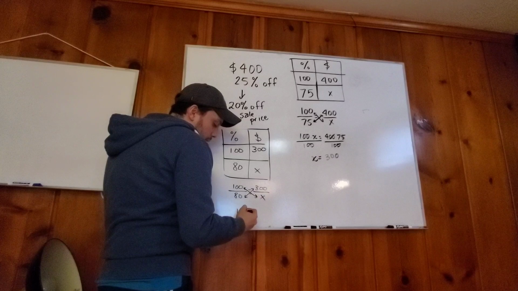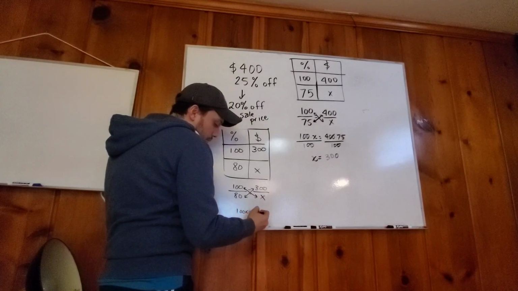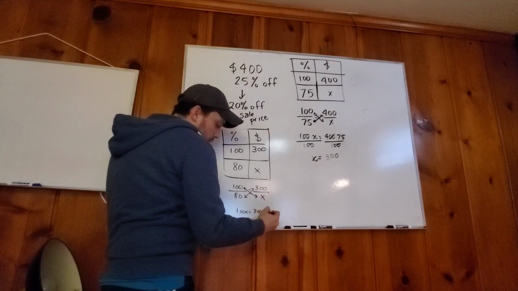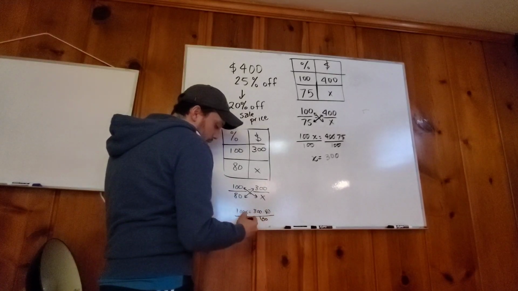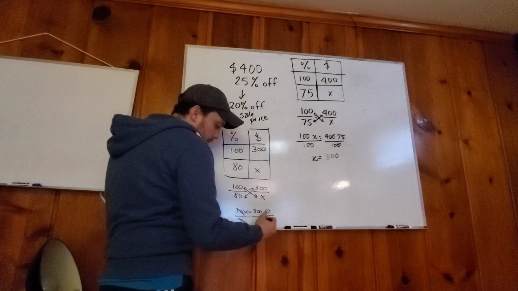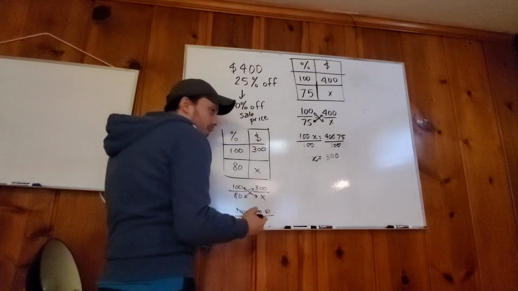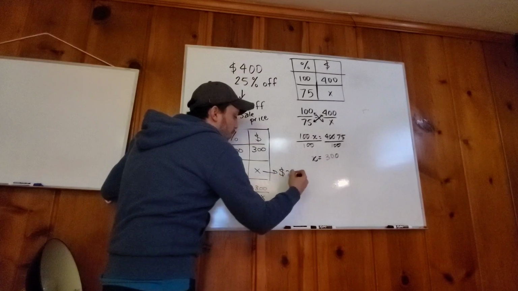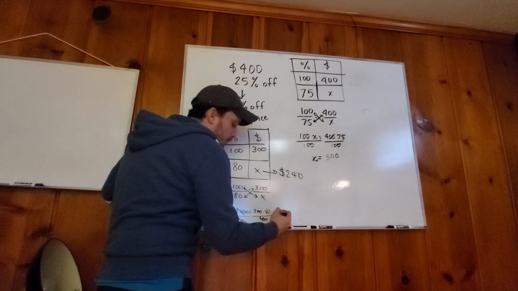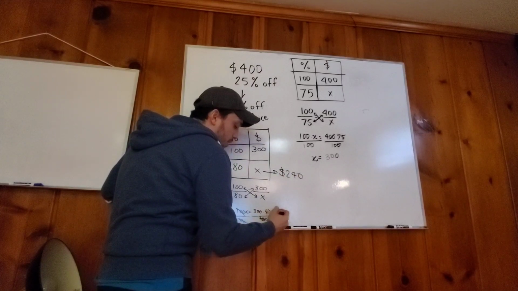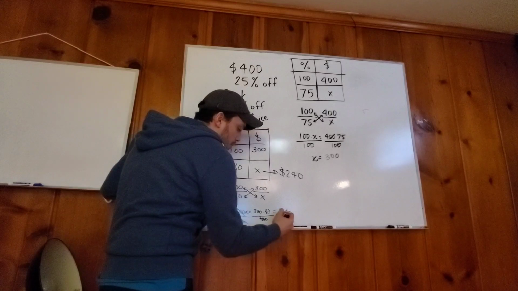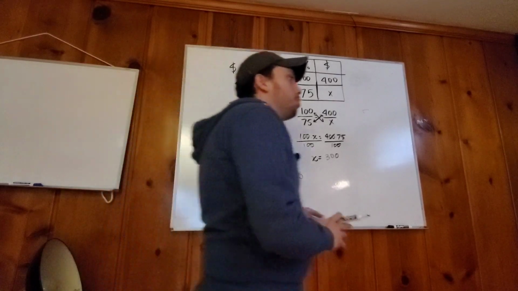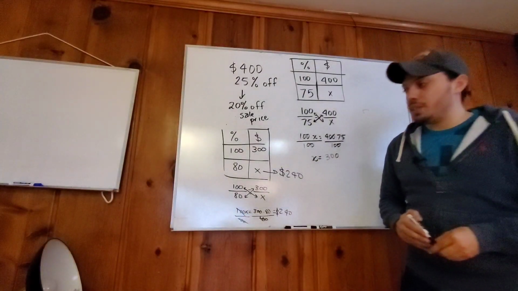100 times x is going to be 300 times 80. Again, I divide by 100 on both sides. 3 times 8 is 24. The final price is $240 because that's what it's going to be. 3 times 80 is $240. That would be how you find consecutive discounts.